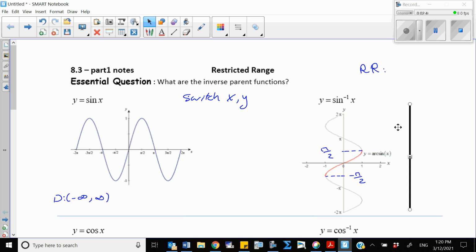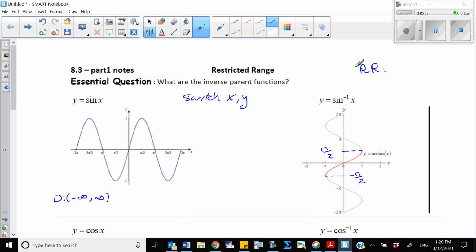Now if I use the vertical line test, it's going to cross my graph at one point each time. So restrict the range. Now my new range is going to be all the y values which are between -pi/2 to pi/2, and I put equal sign because the points like -pi/2 and pi/2 are included into my graph. So this is my new restricted range, and in this way I've solved the problem. Now my inverse graph is truly a function.